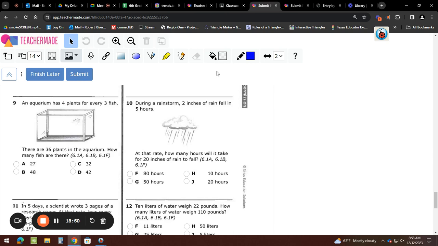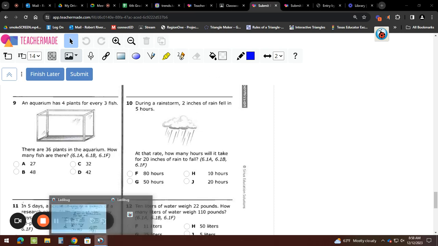Number 10 says, during a rainstorm, 2 inches of rain fell in 5 hours. At that rate, how many hours would it take for 20 inches of rain to fall? Okay.